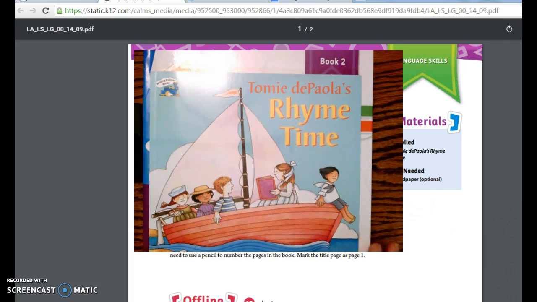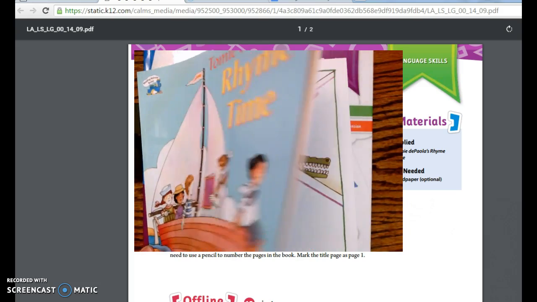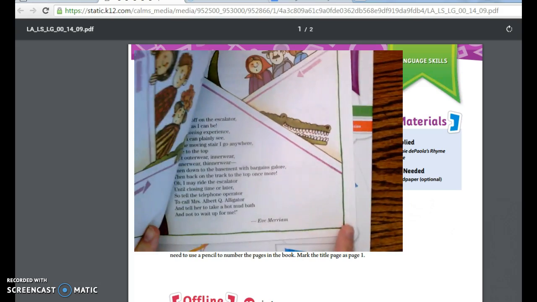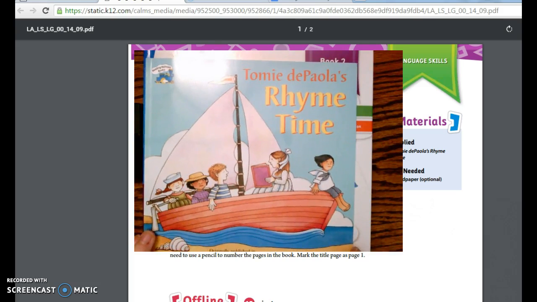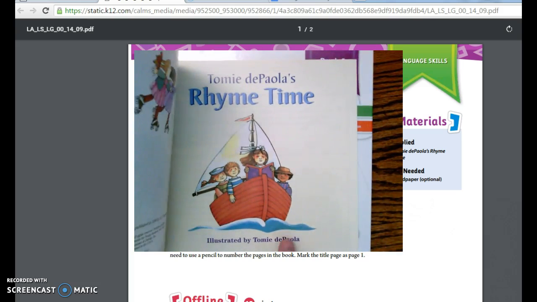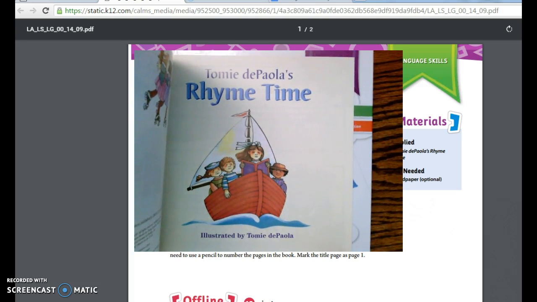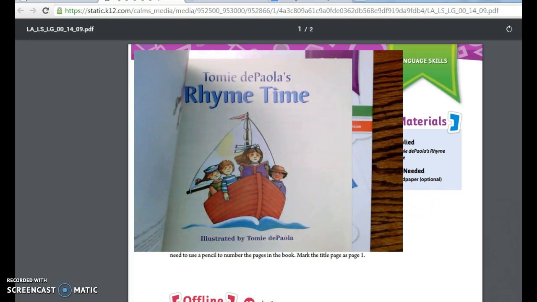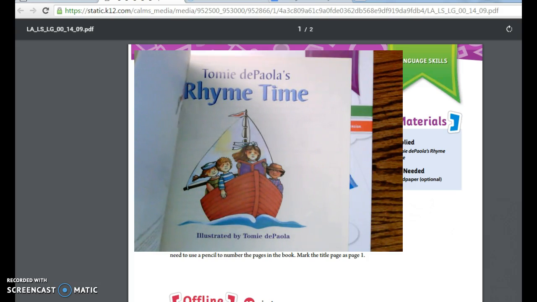Now, in your Rhyme Time book, some of you may have received a book that has the pages numbered, and the page numbers would be down here. Your book may be like mine and the pages are not numbered. So if you open up the book, the very first page, this cover page is going to be page 1, and you can count all the way to page 15 to locate our Cat Kisses poem. So please do that now and turn to page 15 in your Rhyme Time book.